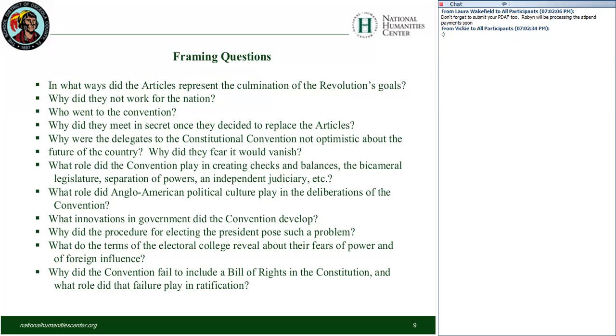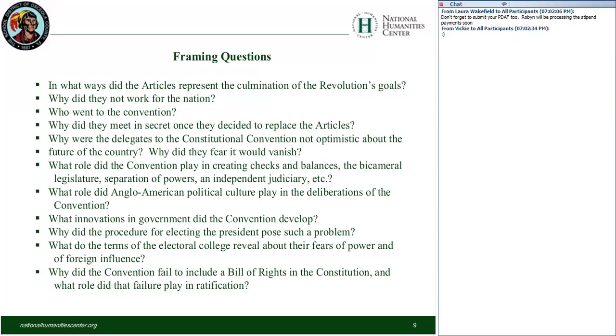Who went to the Constitutional Convention, and why did they meet in secret once they decided to replace the Articles? Why were the delegates to the Constitutional Convention not optimistic about the future of the country? Why did they fear it would vanish? What role did the convention play in creating checks and balances, the bicameral legislature, separation of powers, an independent judiciary, and all the other things that characterize our government? What role did Anglo-American political culture play in the deliberations of the convention? What innovations in government did the convention develop?